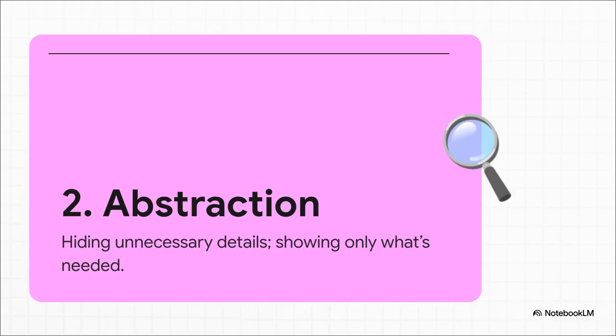Next is abstraction. This is all about hiding the messy details. I mean, think about it. When you drive a car, you just use the steering wheel and the pedals, right? You don't need to know how the axle and the engine work. Abstraction is exactly that for code. It hides all the complexity and only shows you the simple controls you actually need to use.